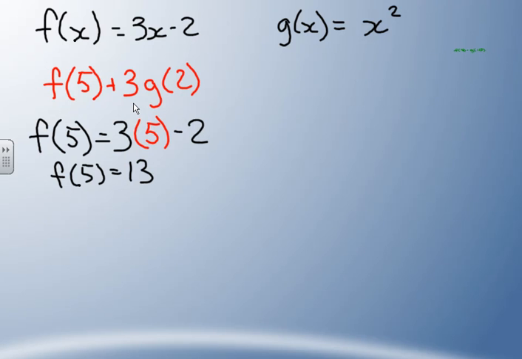Let's go on to my g. g(2) equals. Now, g is just x squared, so anywhere we have an x, we're going to put in a 2. It's going to be 2 squared. 2 squared happens to be 4. So now I know g(2) equals 4 and f(5) equals 13.